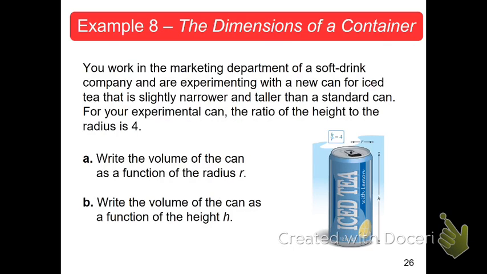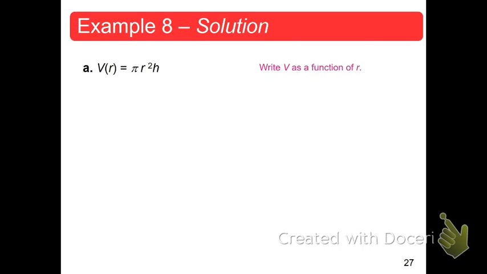Alright, so on the next slide here we've got some room to work. So remember, the volume formula is pi r squared h. So we're going to write V as a function of r. So here we have, remember, it told us that the height had a ratio of 4 to 1. So I'm going to replace our height with that 4r. And so we can write this a little neater here, because remember, all this is being multiplied now. So we got 4 pi r cubed.